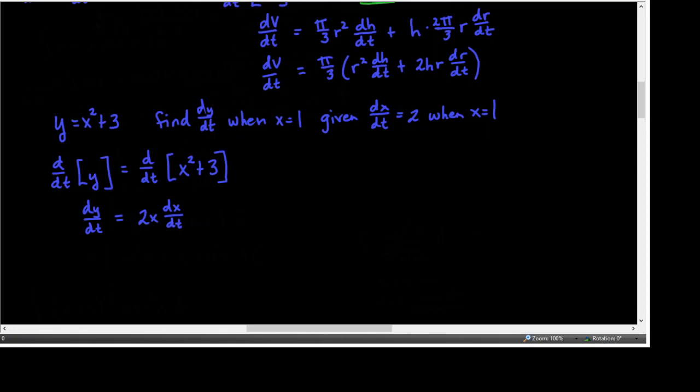Okay, now they ask us to find dy/dt, and it's already by itself, so I don't have to solve for it. When x is 1, this is the symbol that says I'm evaluating dy/dt when x is 1. So I'm going to substitute into the formula I have for dy/dt, where every x is a 1, and when x is 1, I'm going to use that other piece of information that said dx/dt is known to be 2, so I can substitute in 2 when x is 1. And so the answer here is 4.